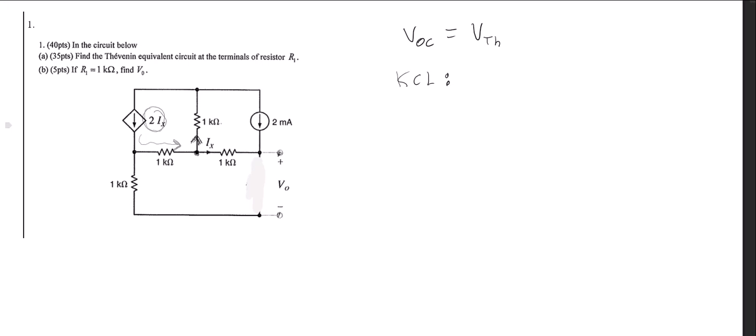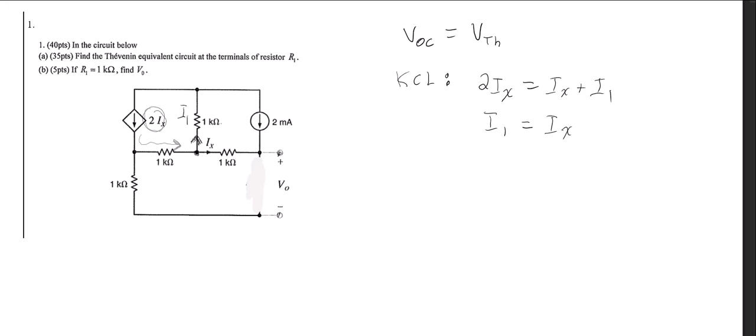And I will call this current going up I1. And so coming in, I have 2Ix. And going out, I have Ix to the right, and I have I1 going up. And so I know that I1 is 2Ix minus Ix, which is just Ix. So I have that.